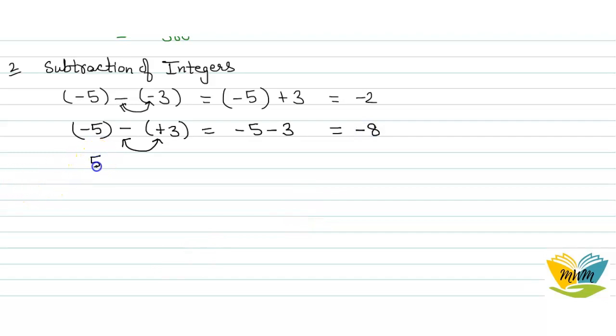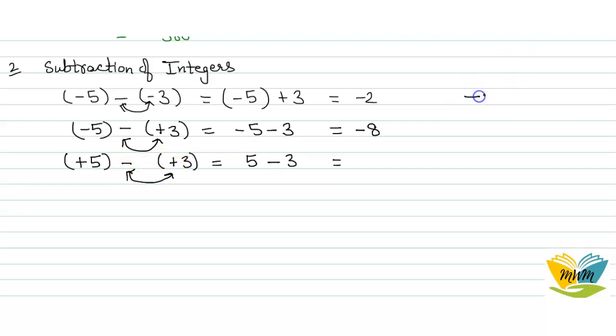Now plus 5 minus plus 3. Again we will open these two brackets. Plus 5 means 5 and now plus minus. Plus minus minus. When two signs are together without any number between them, we multiply these two symbols, plus and minus. Plus and minus means minus.